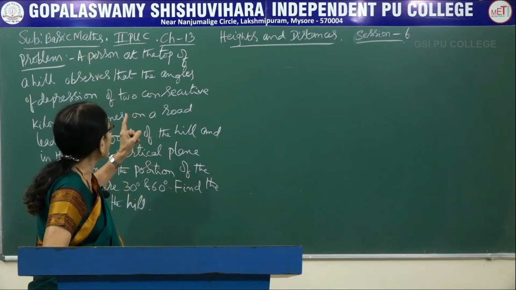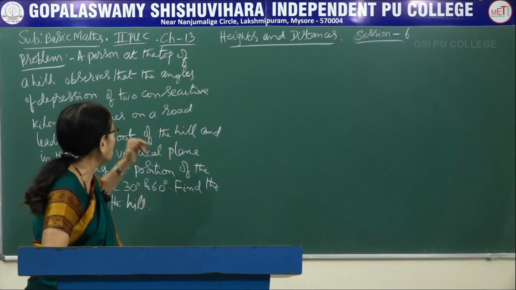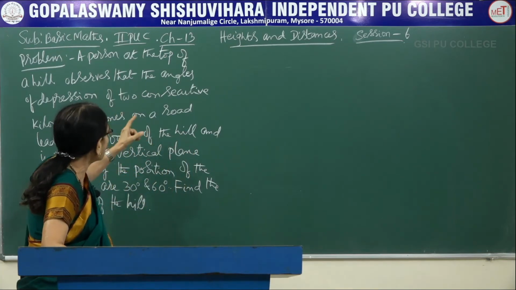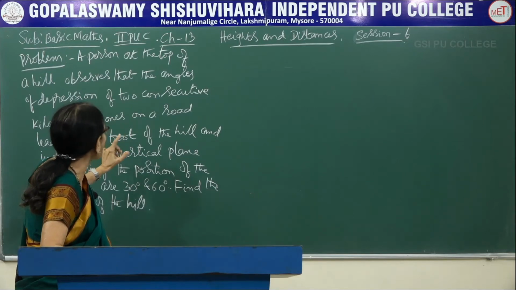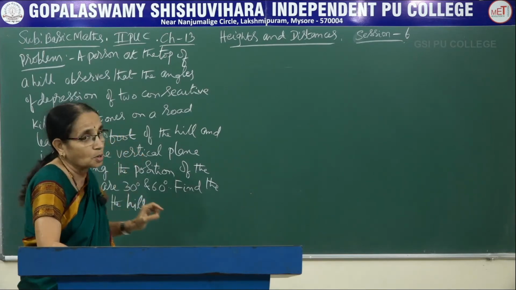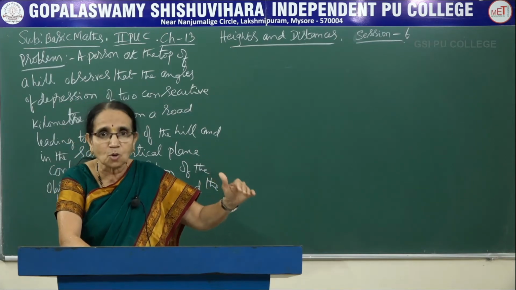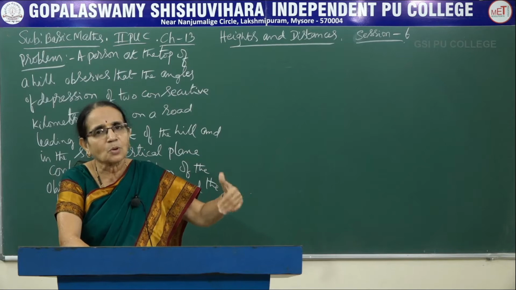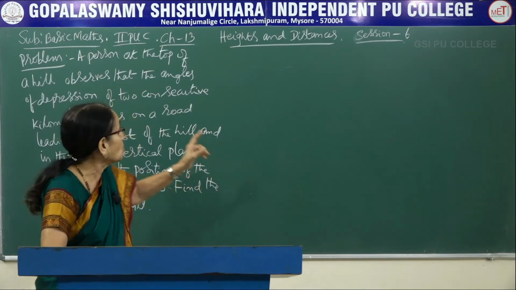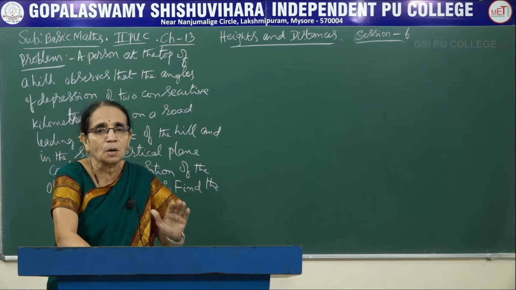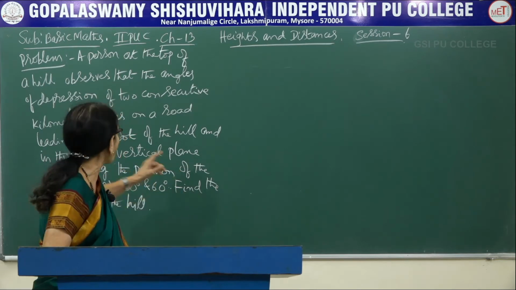A person at the top of a hill. So a person is standing on a hill, on the top of a hill. Observes that the angles of depression of two consecutive kilometer stones on a road. You might have observed on the road, for each kilometer there would be a stone, and on the stone the number would be specified, 14 kilometer, 15 kilometer, like that. So two consecutive, what do you mean by consecutive? One comes after the other, that is one immediately after the other.